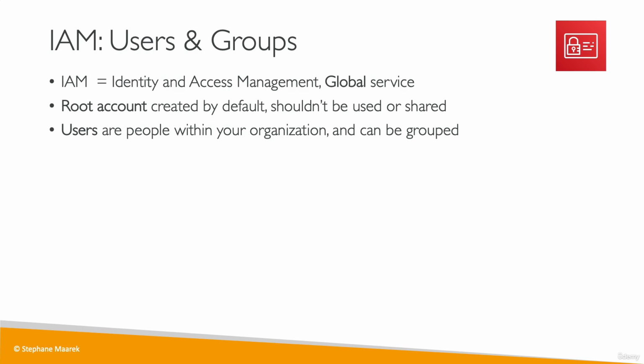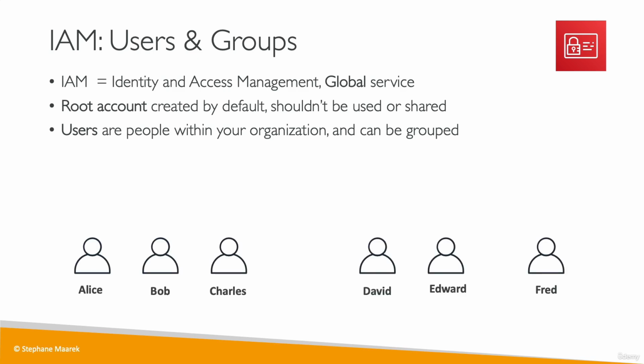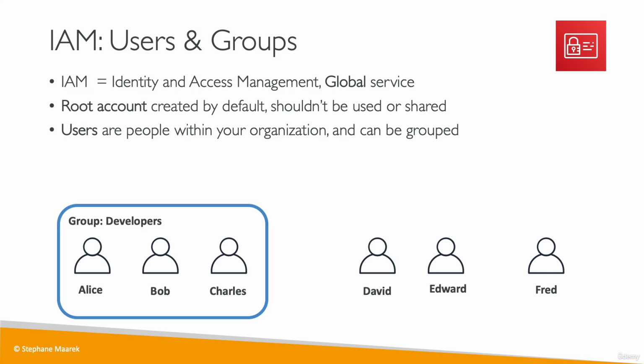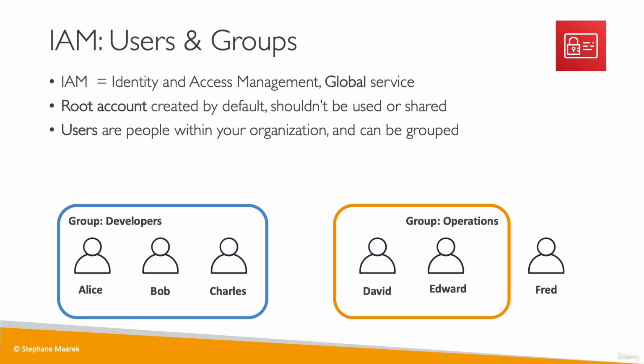So let's take an example. We have an organization with 6 people: Alice, Bob, Charles, David, Edward, and Fred. All these people are in your organization. Now, Alice, Bob, and Charles work together. They're all developers. So we're going to create a group called developers, regrouping Alice, Bob, and Charles. And it turns out that David and Edward also work together, so we're going to create an operations group. Now we have 2 groups within IAM.